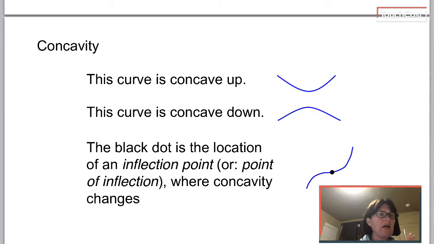Here I have a picture of a graph that changes from being concave down to being concave up. And that change happens right at the black dot. A point like that, where concavity changes, where a graph either changes from being concave down to concave up, or from being concave up to being concave down, the point where that happens is called an inflection point or a point of inflection.